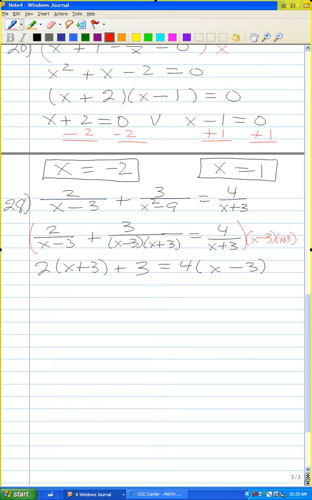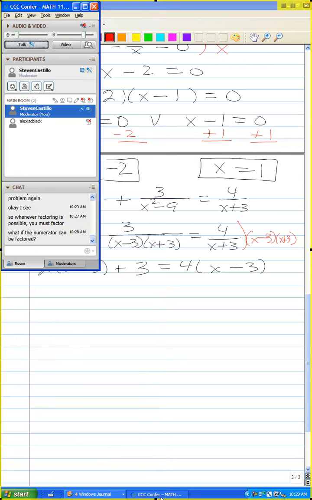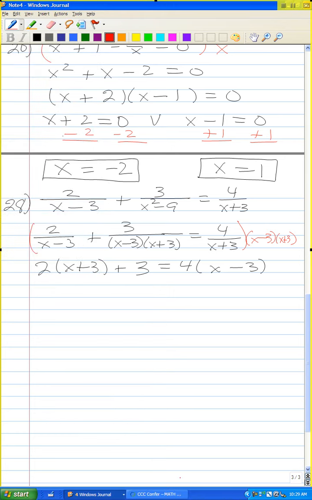Let me multiply. You don't care if the numerator can be factored. As a matter of fact, in general, you would want to multiply out, like what I'm doing here. So I'd say don't worry about the numerator with these types of problems.